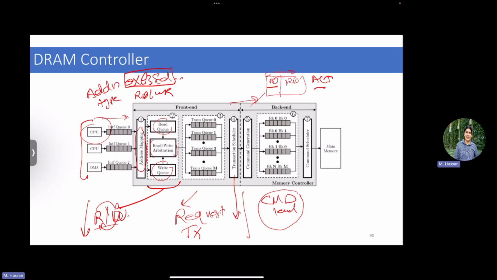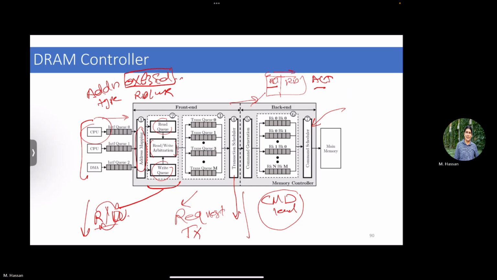But the point is that there is a single command bus. You cannot send two commands in one cycle. Which one do you choose, right? And for this purpose, we have here what we call a command scheduler. It's an arbitration that picks among the ready commands to pick only one of them to be sent on the command bus to the DRAM.